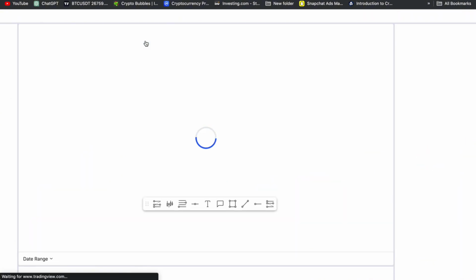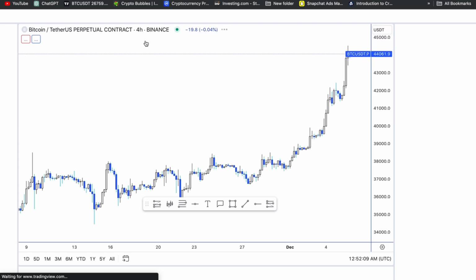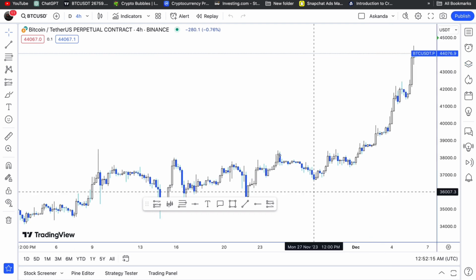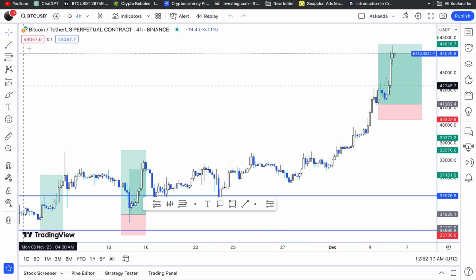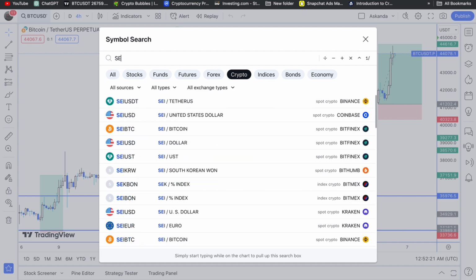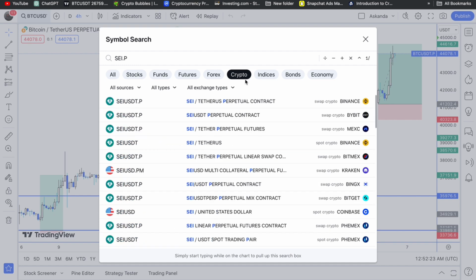When you click on Super Chart, you are going to select a pair from this section. So our BTC trade hit all our targets. If I click here, then I'll search for C. So you have SEI.P. Make sure you are selecting crypto. So we select the C Tether perpetual contract.